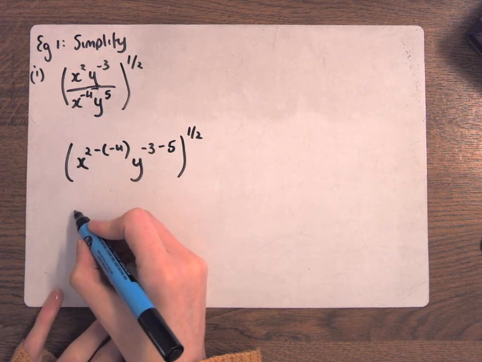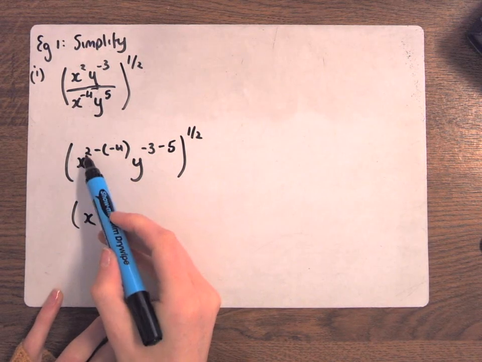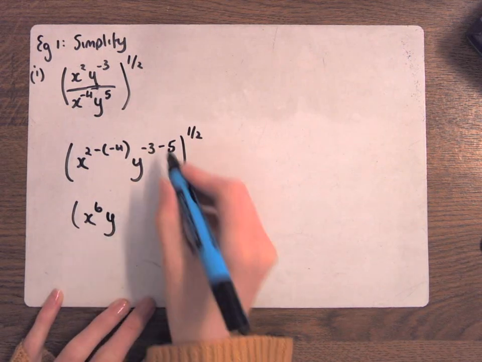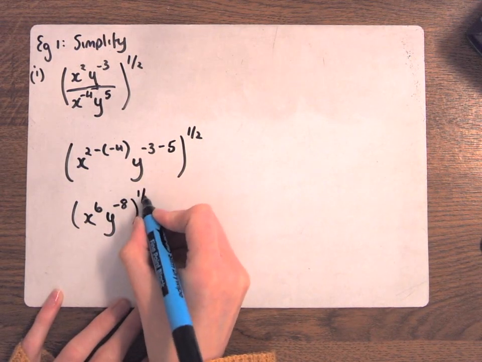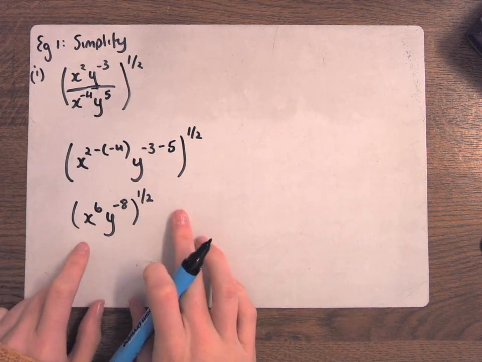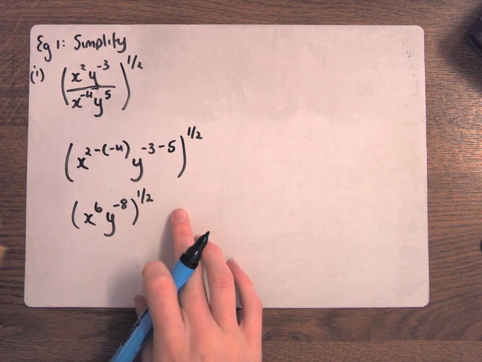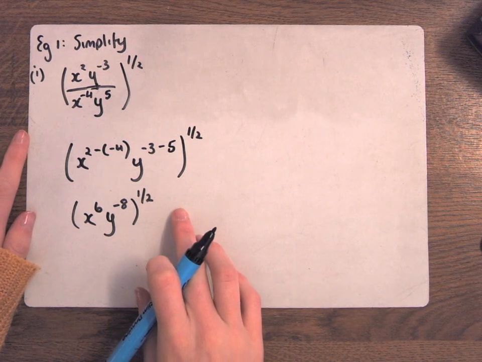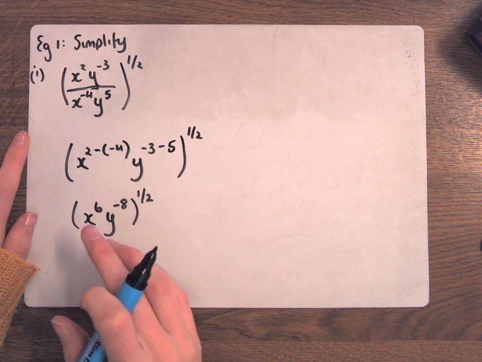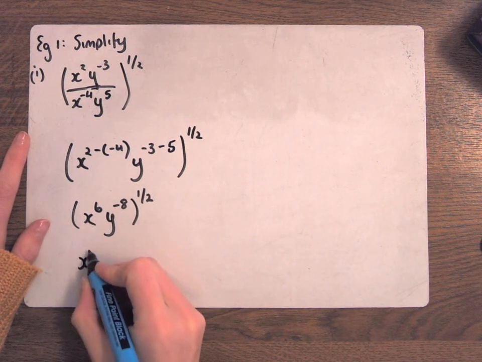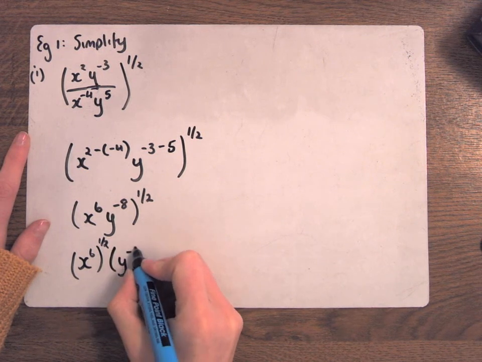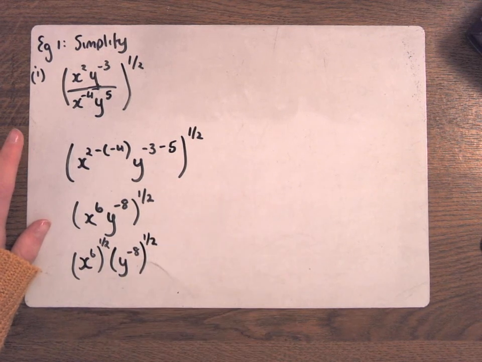Okay, so 2 minus minus is plus, so that's x to the power of 6, and this is y to the power of minus 8, all to the power of a half. I've two things in the bracket to the power of a half, so what do I do with the power of a half? It goes into both, doesn't it? So it's x to the power of 6 to the power of a half, and y to the power of minus 8 to the power of a half.